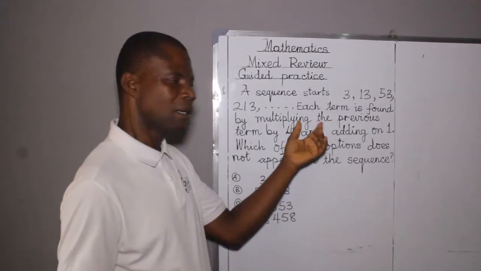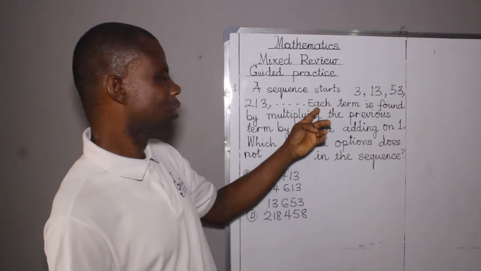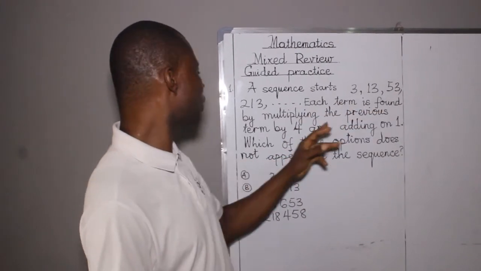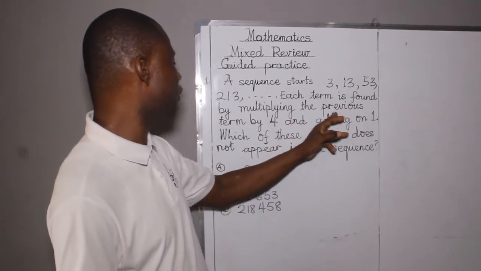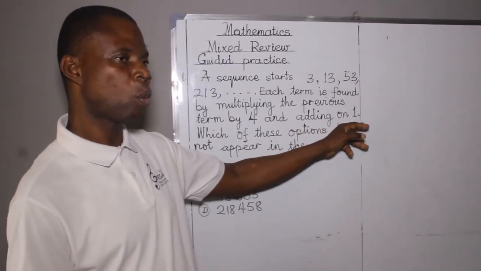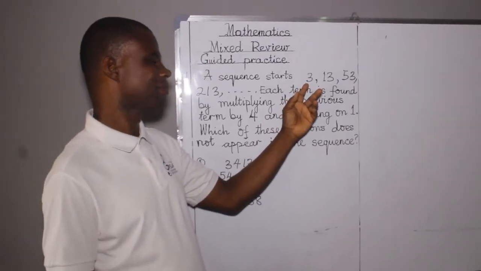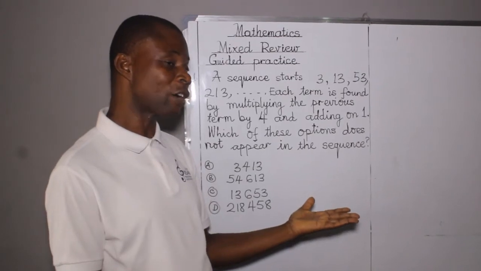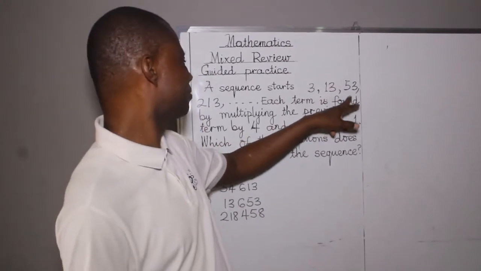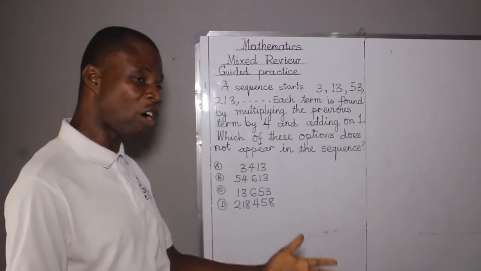That is, let's take a look at the deep hint based on the question. It says each term is found by multiplying the previous term by 4 and adding on 1. Now take a look at this. This is 3. 3 is an odd number. Am I right? 13 is an odd number. 53 is an odd number. 213 is an odd number.